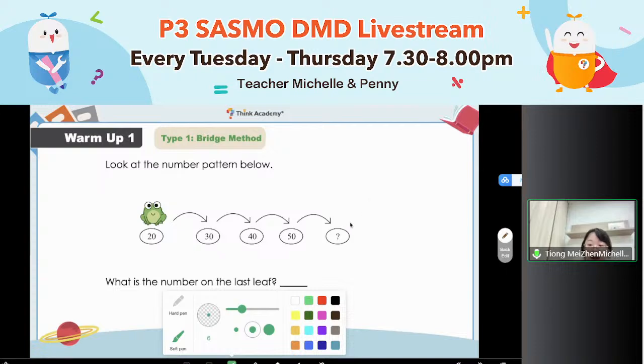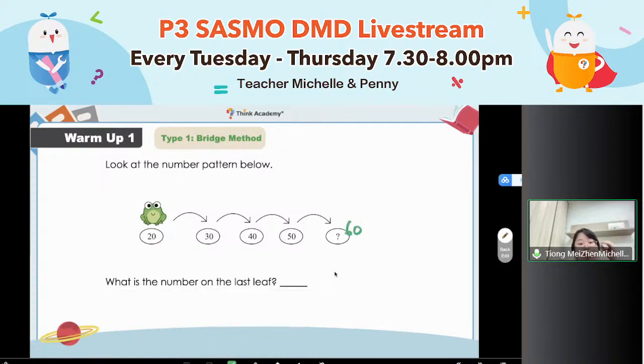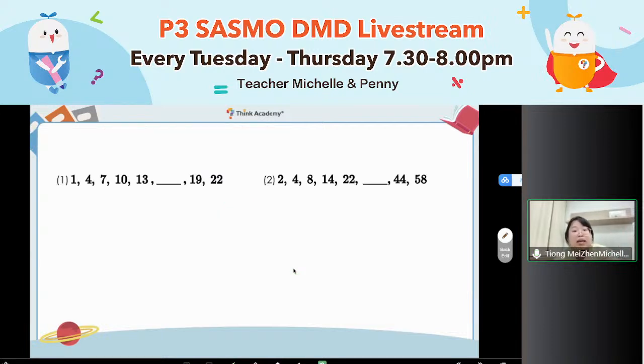Good job. I see some of your answers. Next one must be 60. So what is the pattern here? Every time the frog jumps by 10. So here is the first method for number pattern, what we call the bridge method. The number on the last leaf will be 60. Now we practice one question and then I want you to try the next question by yourself.